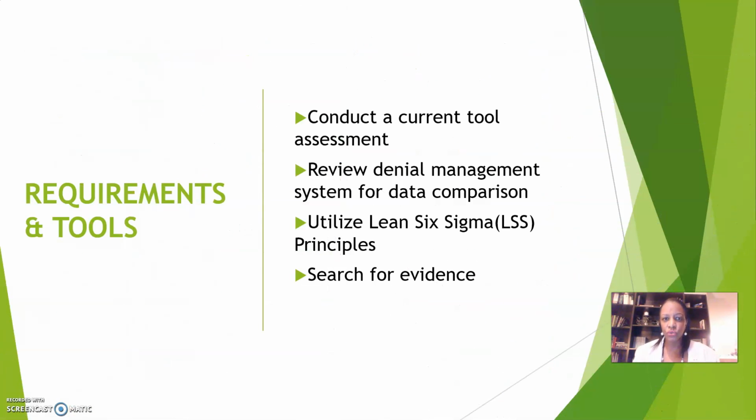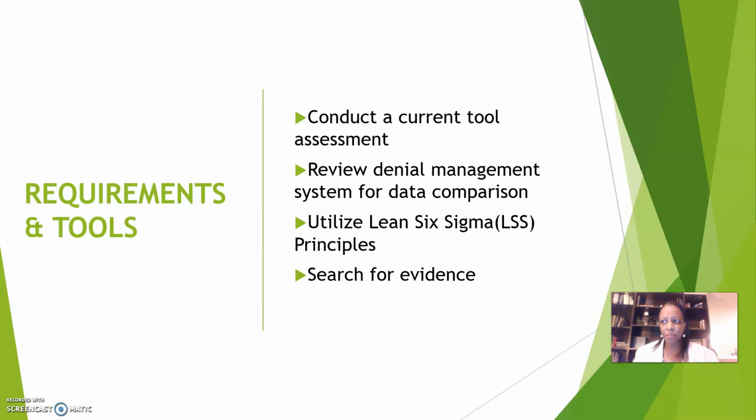The requirements and tools. The requirements that we will use is to conduct a current tool assessment, the tools of reviewing denial management system for data comparison. We'll also utilize the tools of the Lean Six Sigma principles and, of course, search for evidence. In conducting a current tool assessment, we will find out what is effectively working on the market today by conducting a survey of provider preferences. In reviewing the denial management system for data comparison, we will also look at data management reports.